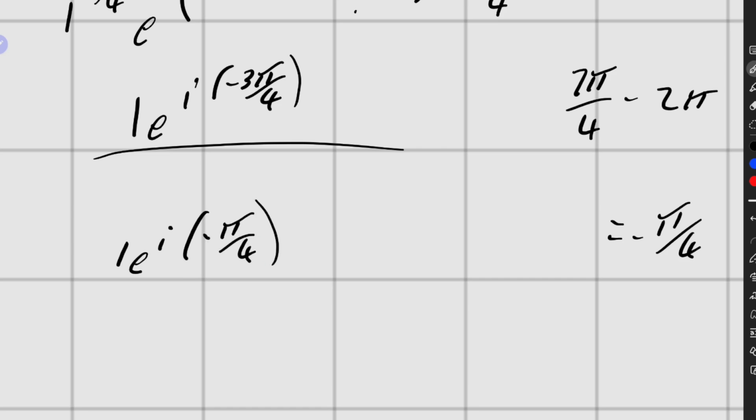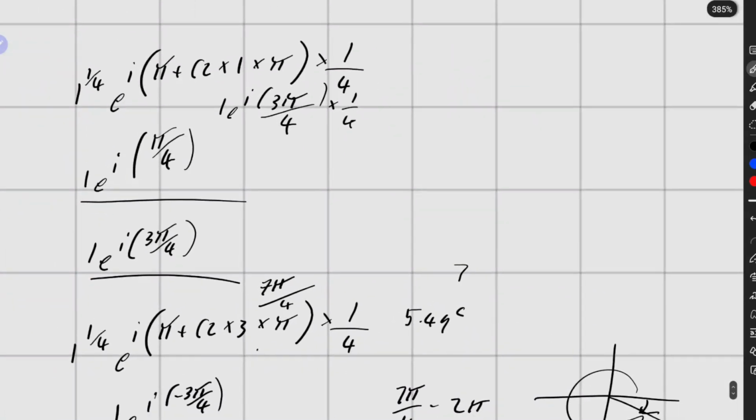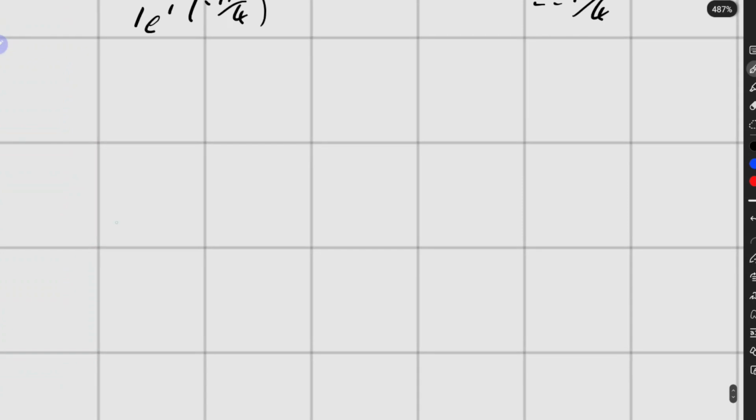Alright, so let's write this all out. Your first solution, e^(i pi on 4) at k equals 0.